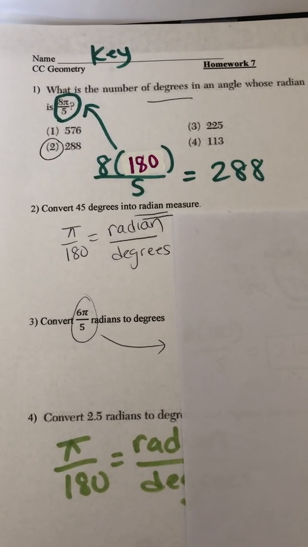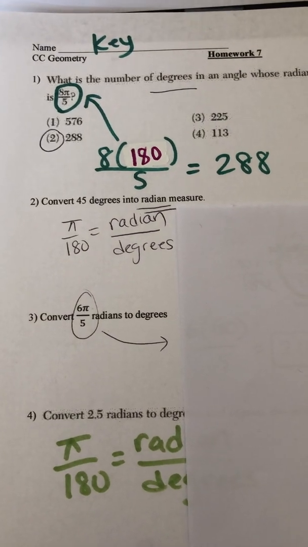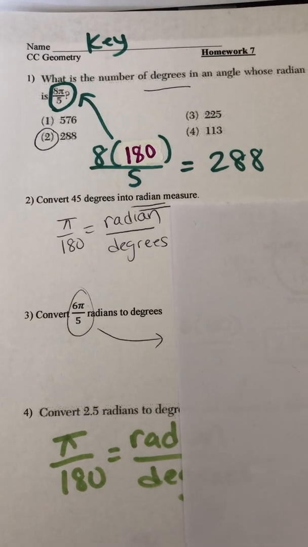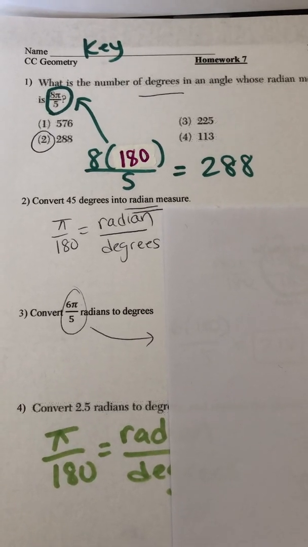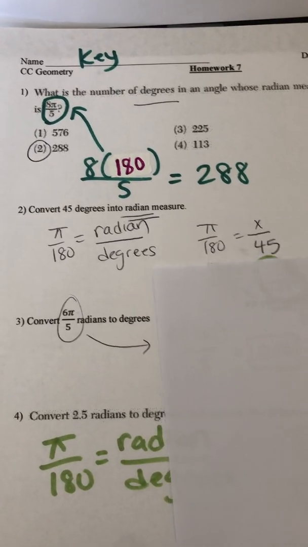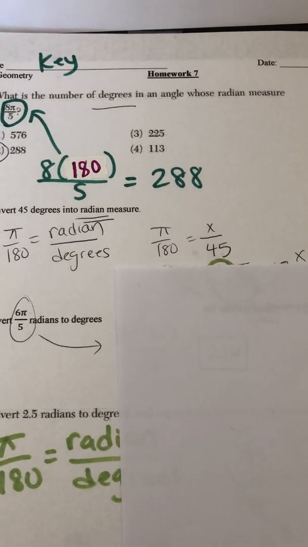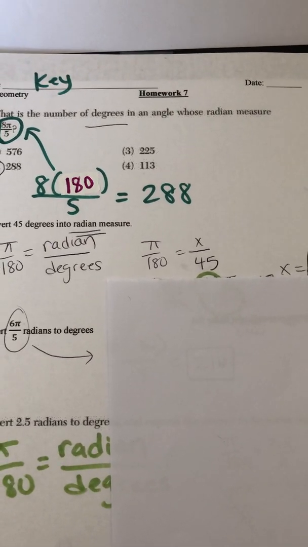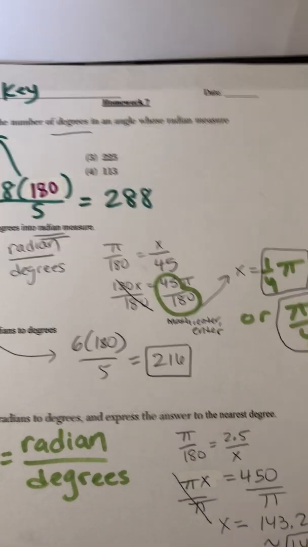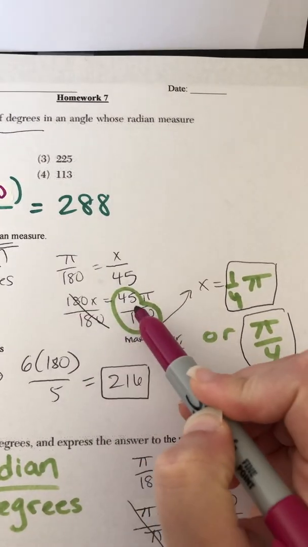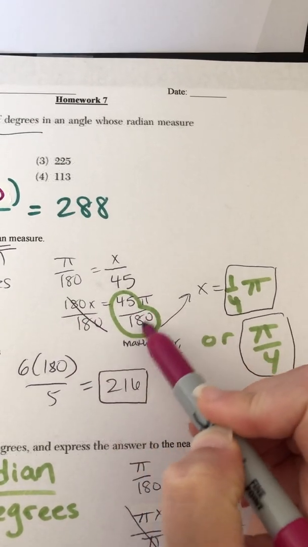In the next question, we're converting 45 degrees into radian measure. In this example, we should really write the proportion. Pi over 180 is equal to radian over degrees. Well, the pi over 180 stays the same in the fraction, but the degree measure is going to be 45. Take a look. The radians is x. Cross multiply: 45 times pi and 180 times x.